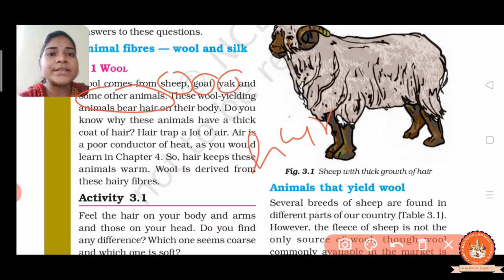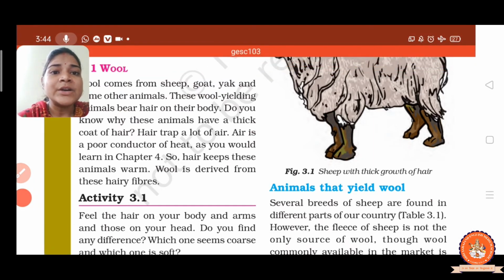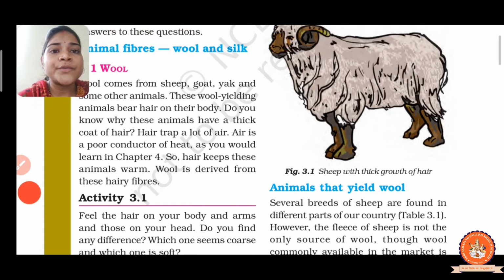So one more question arises here. Why do these animals have a thick coat of hair? The animals do not have a blanket, so the thick coat of hair works as a blanket for the animals. That's why the thick coat of hair is on the body, right? Now the next question: what is the work of the thick coat of hair?